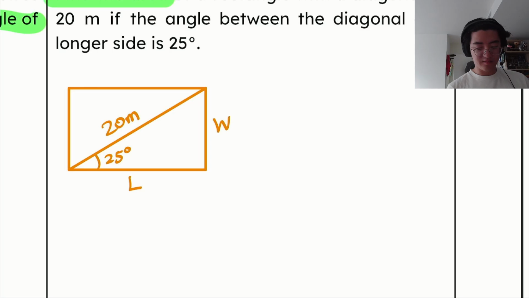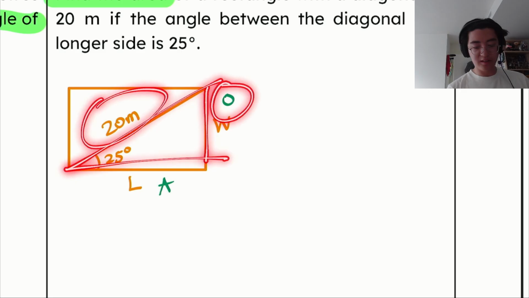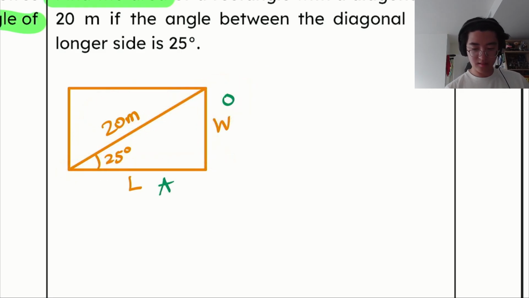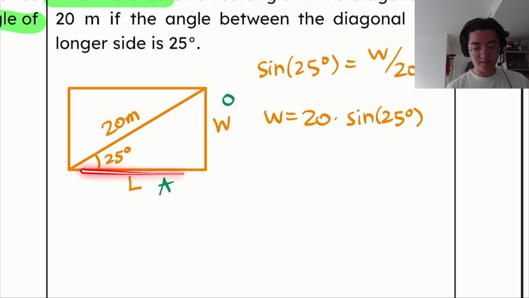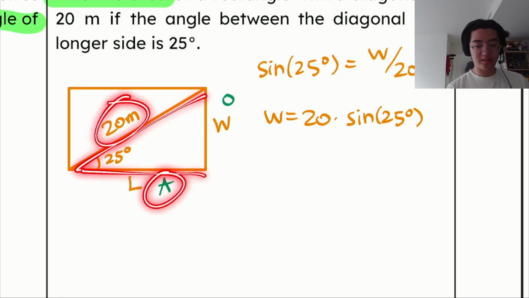Okay, so we got two pieces of information. So that's our angle here. That's the opposite, that's the adjacent. So first for the width, we have the opposite and the hypotenuse, which is sine. Width over 20, so width is just 20 times that. And then the length is adjacent and the hypotenuse, so it's a cosine.